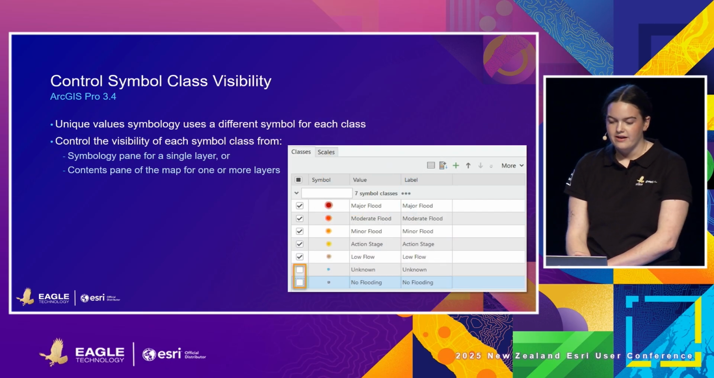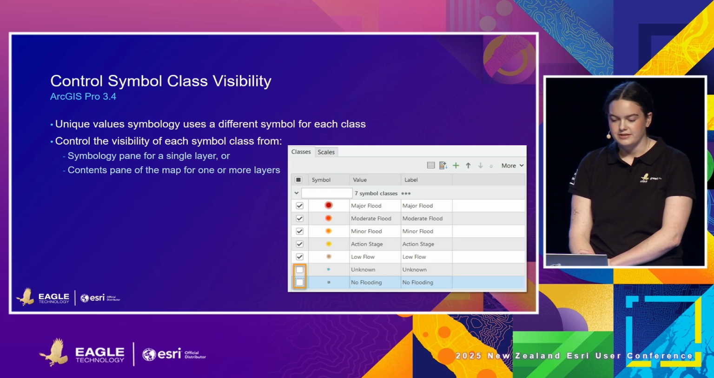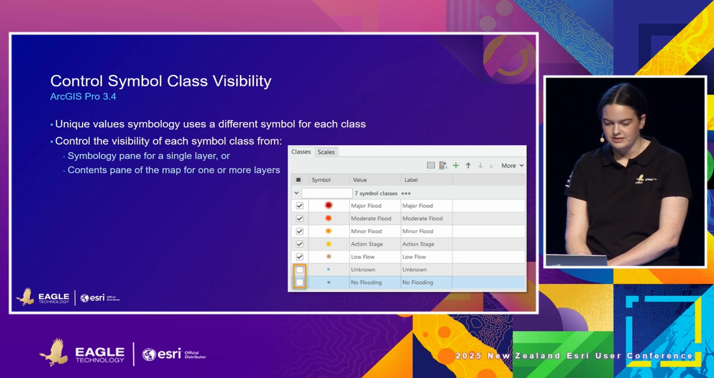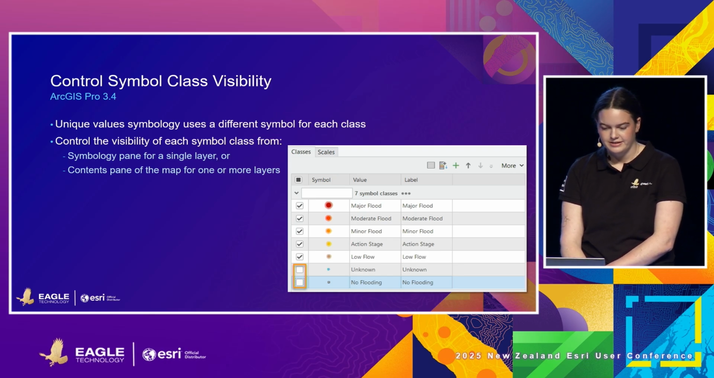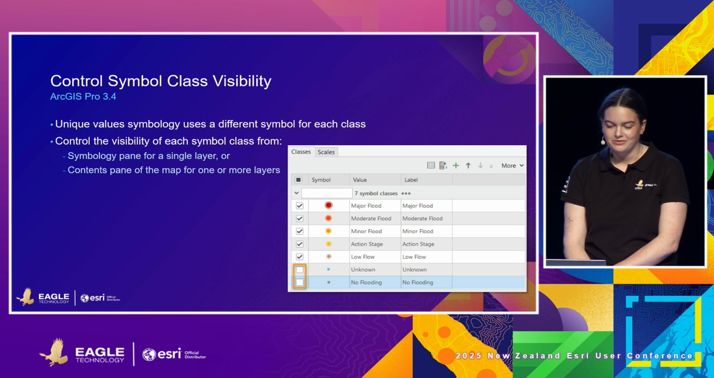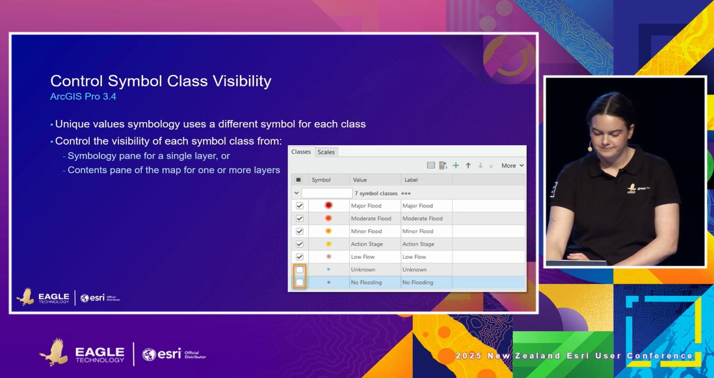We can also now set the class symbology in the symbology pane. So instead of creating a definition query, you can now quickly use the checkboxes to turn on and off symbol classes, as you can see here. This will hopefully streamline your workflows into creating those beautiful and uncluttered maps.